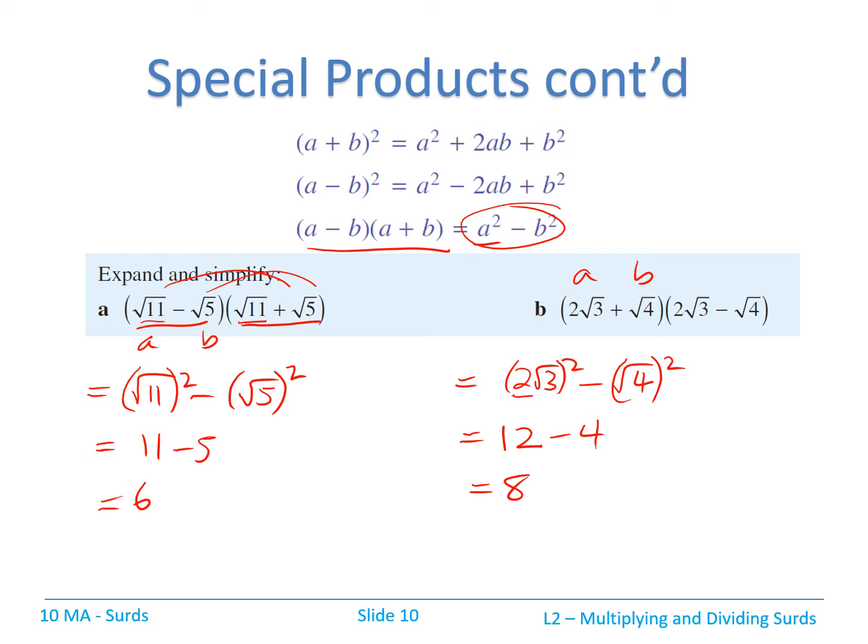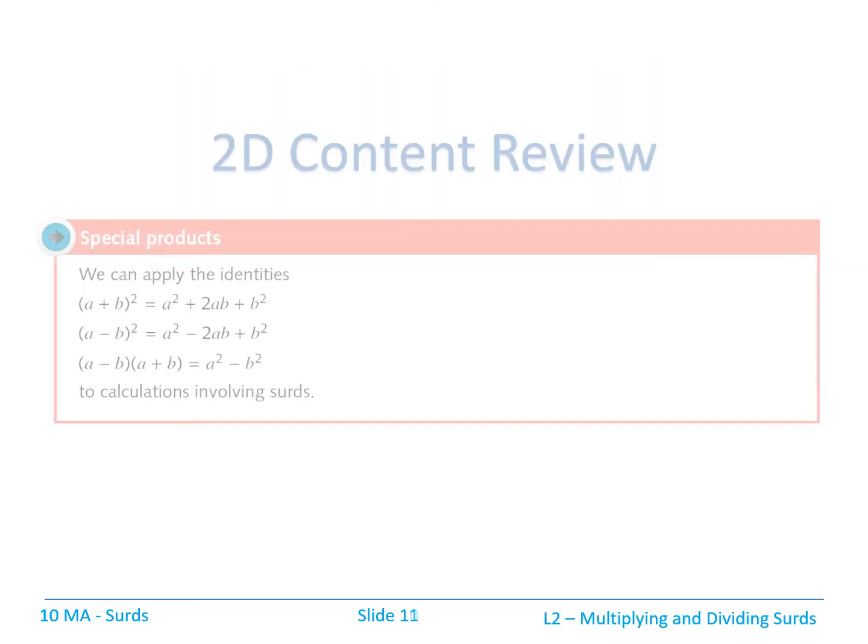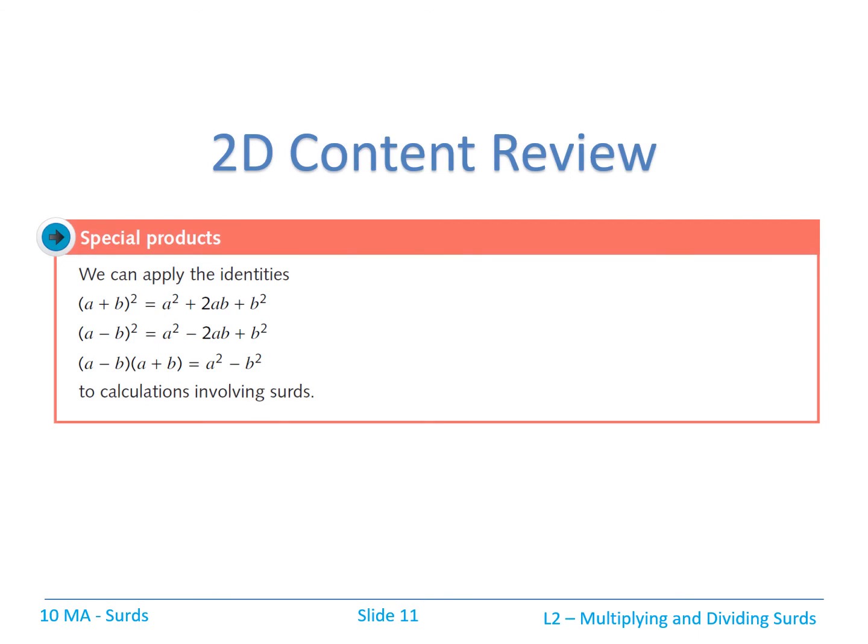You can multiply it out the long way, but it's much faster if you know the rules. You don't have to do the working out. And if you go into higher math, they'd expect you just to be able to do it straight away. So, okay, we can apply the identities. a plus b all squared is a squared plus 2ab plus b squared. a minus b all squared is a squared minus 2ab plus b squared. a minus b times a plus b is a difference of 2 squares, a squared minus b squared, to calculate problems involving surds.